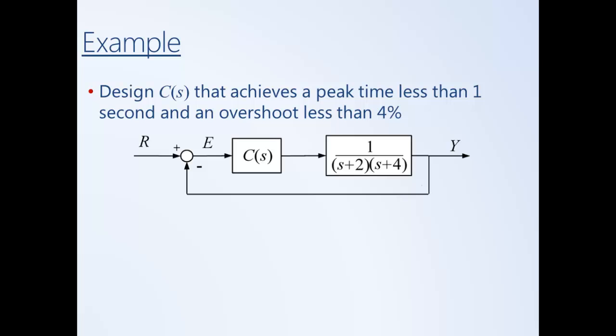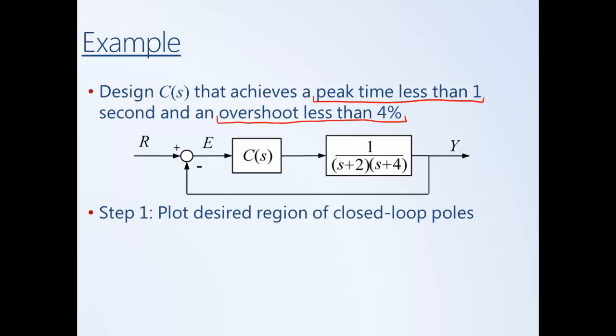So now let's try another example with a different plant and a slightly more complicated specification. So in this case, we want to design a controller. It doesn't necessarily have to be a proportional controller that achieves a peak time of less than 1 second and overshoot less than 4%. So if you recall, the first step in our procedure is to plot the desired region of the closed loop poles that will satisfy our specification.